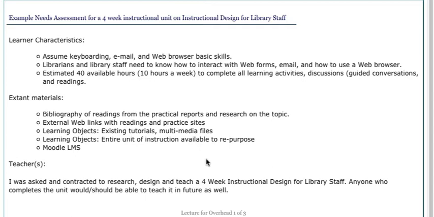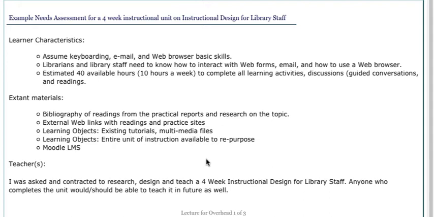For the lecture for the needs assessment we're working out the example needs assessment for a 4-week instructional unit on instructional design for library staff. This is a real instructional unit that I've been working on. And our learner characteristics, I can assume that they know how to use a keyboard and they have email and web browser basic skills. I need to make sure they know how to interact with web forms, email, and how to use a web browser.